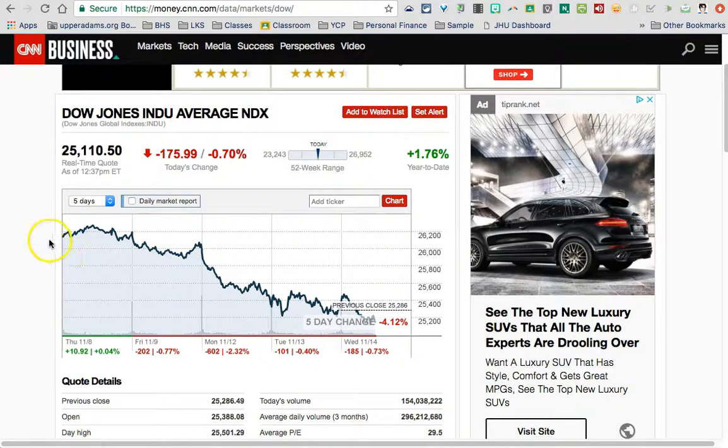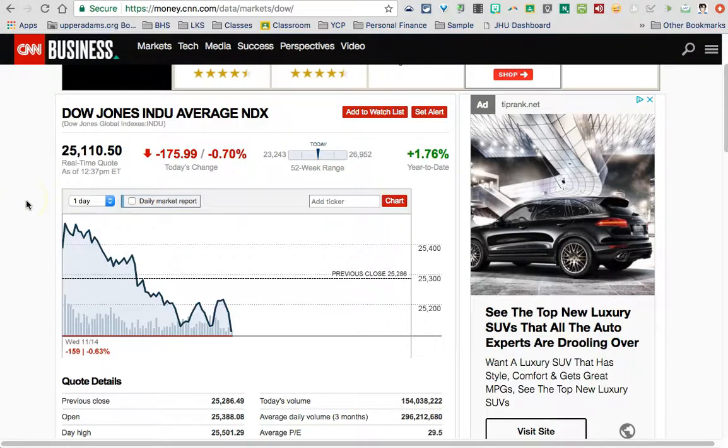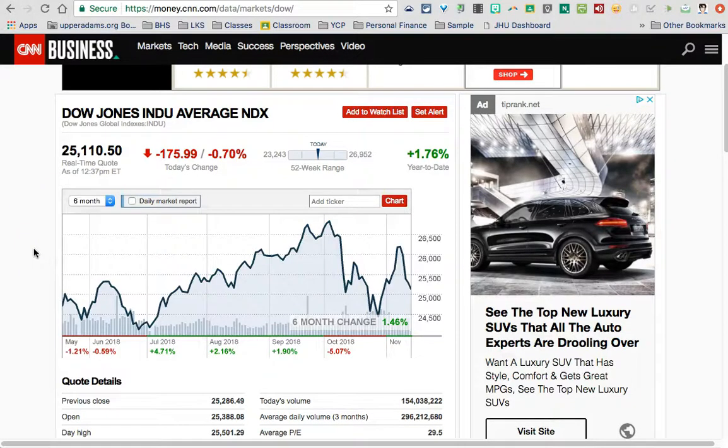The graph here gives you an overview, in this case of 5 days. So was this a bull trend over these 5 days, or was it a bear trend? It's beginning here, and it's ending roughly here. Hopefully you said that that was a bear trend. Now I can change this. I can look at just the last day. I can look at the last 6 months. Is that a bull or a bear?